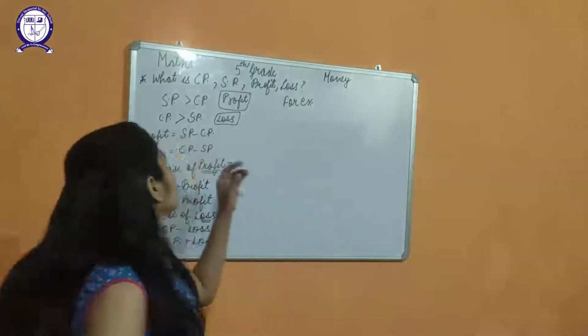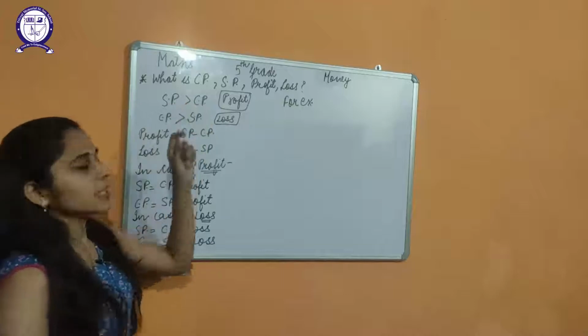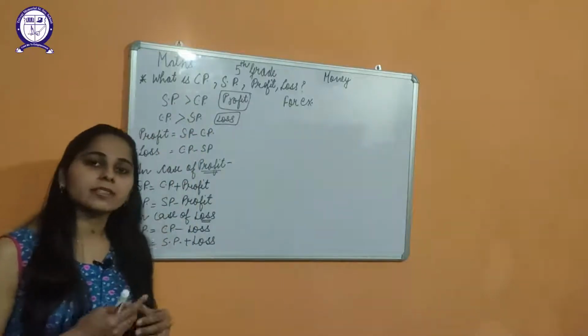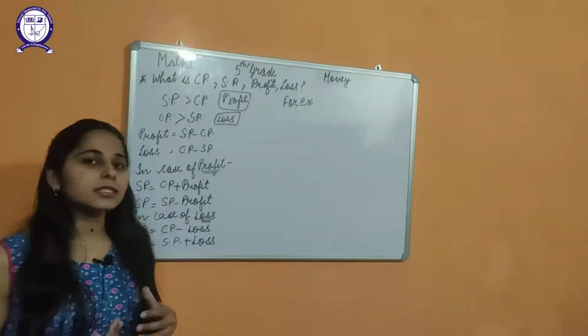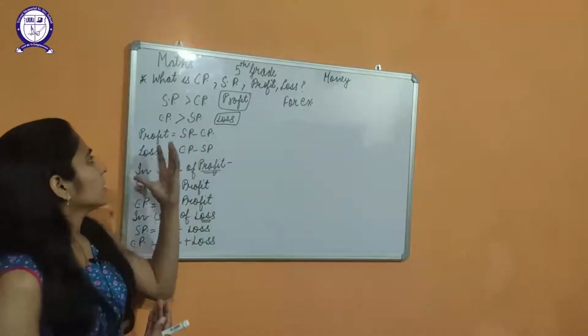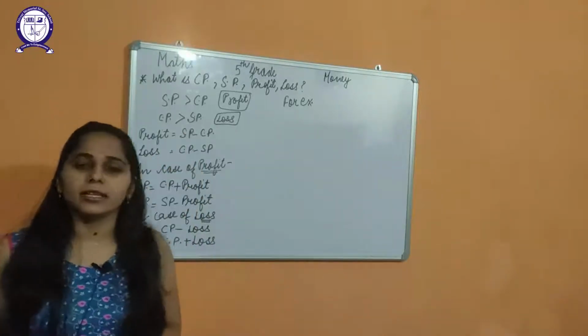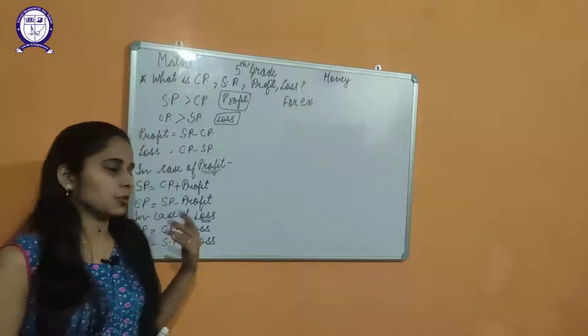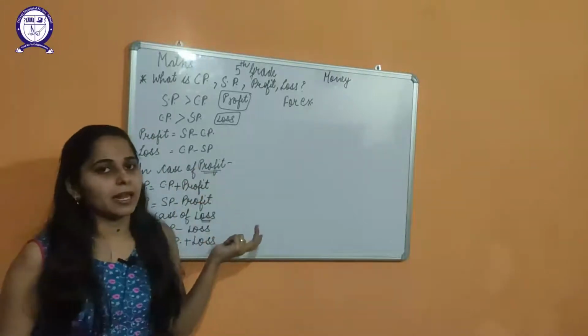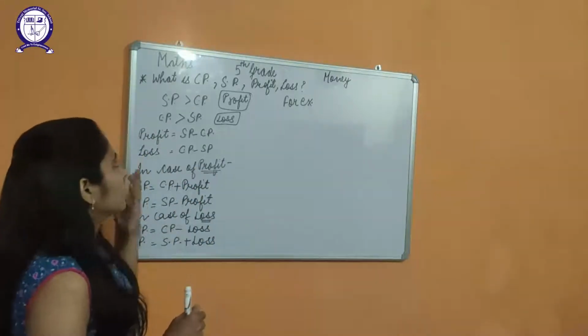So in the case of profit, SP is greater than cost price. Obviously, when the selling price is greater than the cost price, profit occurs to you. When the cost price is greater than the selling price, loss occurs to you. That was the second example I gave you, the pair of socks.